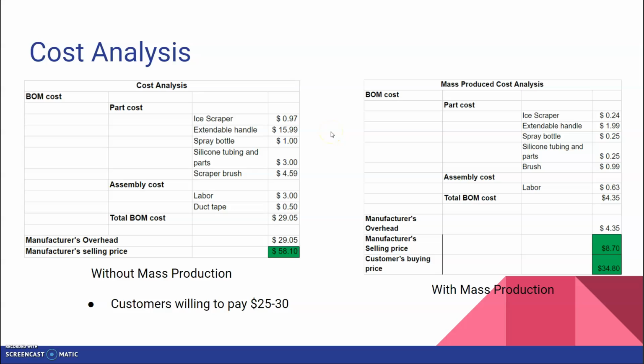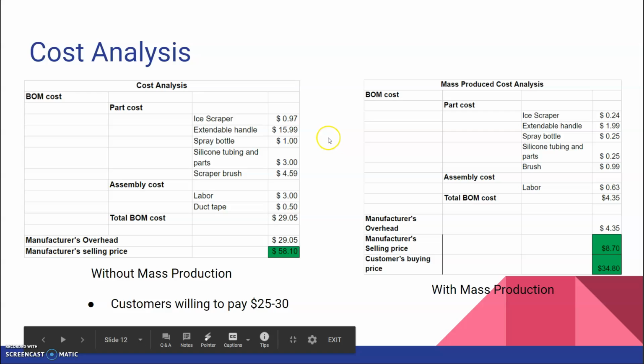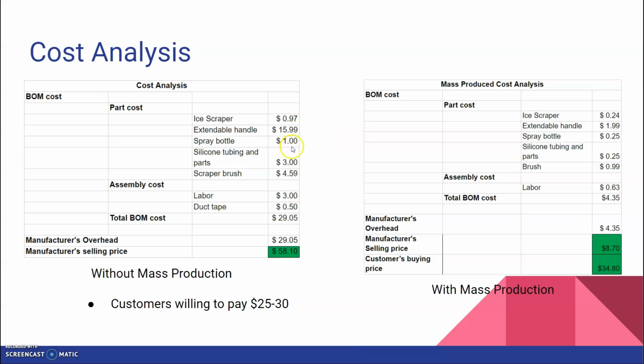A cost analysis was also performed of the project. There were actually two different cost analyses performed. The first one analyzed the prices that we paid for all of the components that went into the final prototype. And that came out to just under $30. So the manufacturer selling price for this assembly would be a little under $60, which is very high.